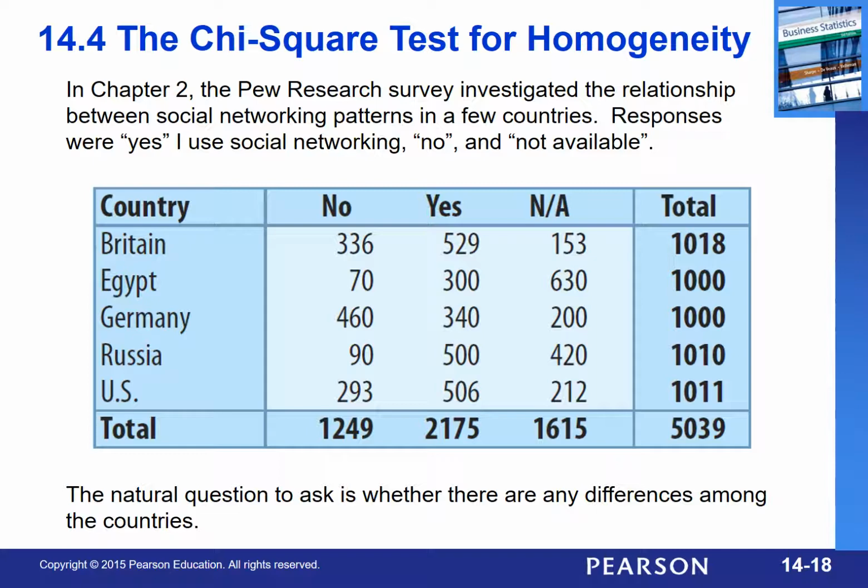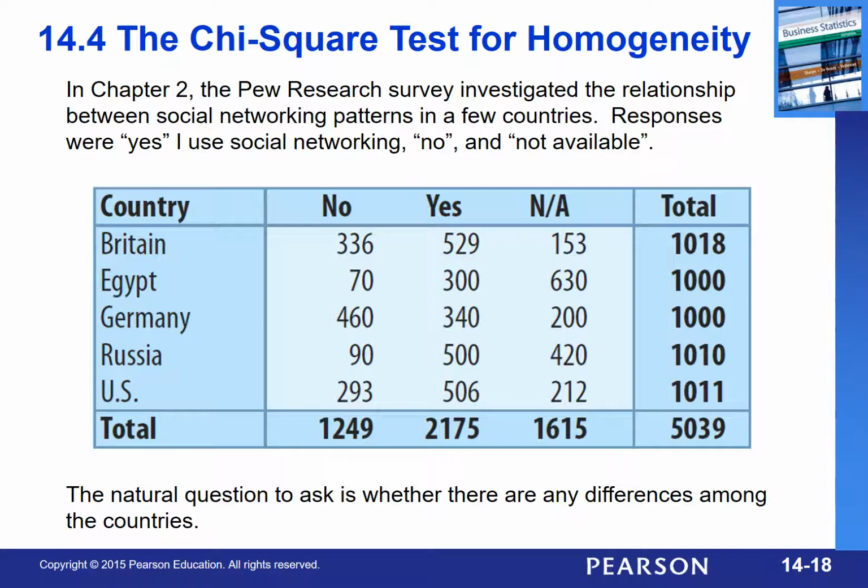So, I know I said in Chapter 2, Pew Research. Okay, if you had me, you saw this before. If you didn't have me, you didn't see this data before. So we're going to look at what's called the test of homogeneity. If you've never heard the word homogeneity before, homo means same, gene means shape. So we're looking for, are these the same shape?